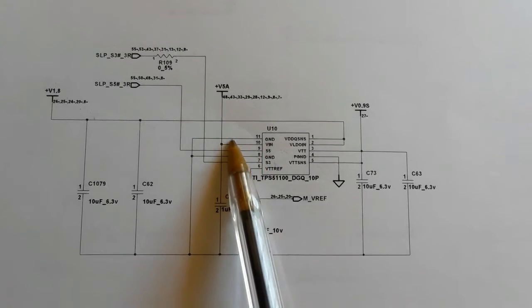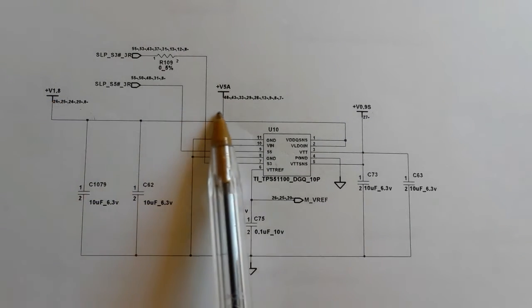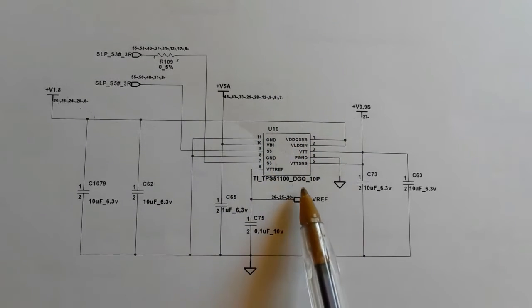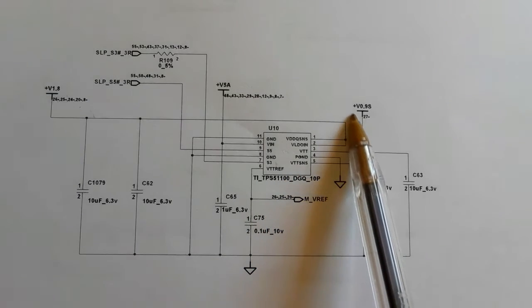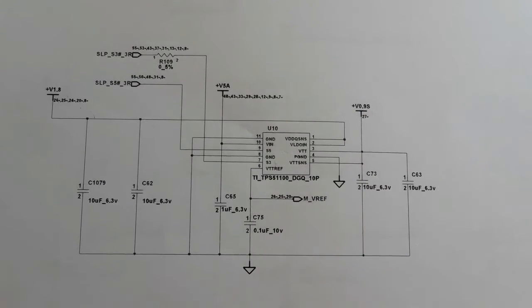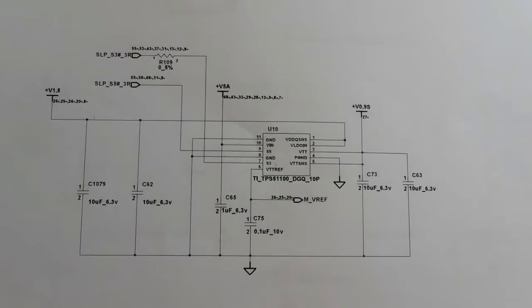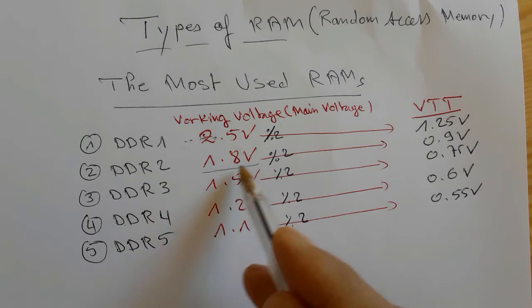This is the VIN, okay? Here we have, as you can see, the main voltage for the RAM. Here we have the VDD. Here we have the VTT, voltage for terminals. So from 1.8 volt, we get 0.9 volt, as you can see, okay? And the same working principle for other types of memories.